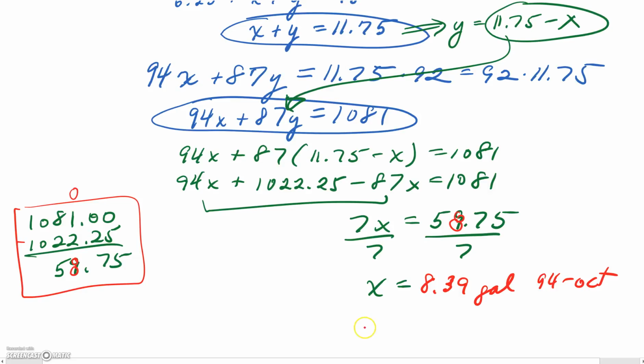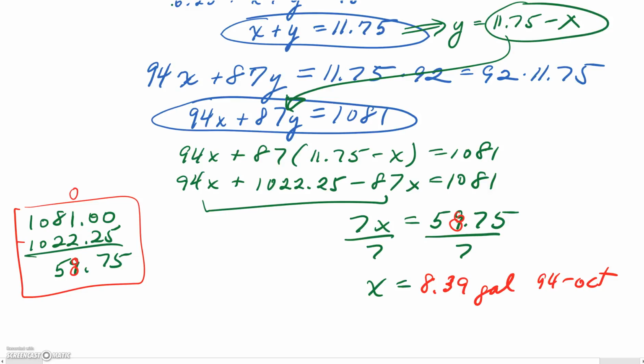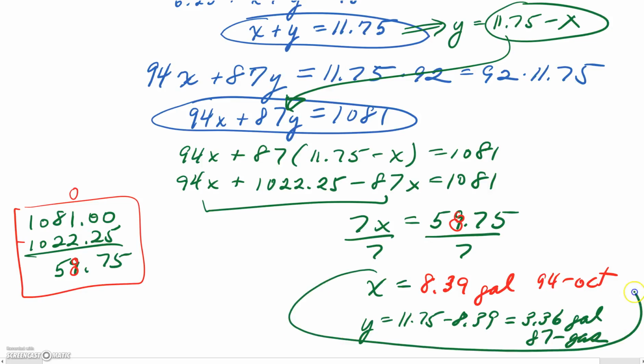To find the amount of the other gasoline, we simply go over to our equation, and we see that y is equal to 11.75 minus 8.39, and that gives us 3.36 gallons of 87 octane gas. And those are the amounts of 94 octane and 87 octane gas that solves this problem and fills our gas tank with 18 gallons of 92 octane gas.